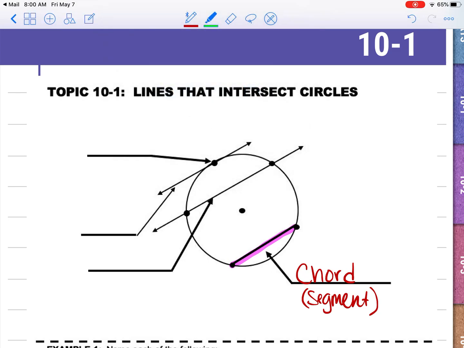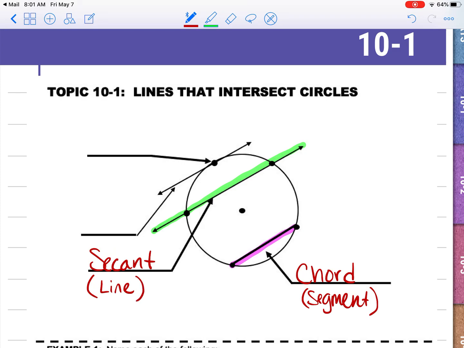The next line that we're going to talk about is this one here in green. Notice that it does touch at 2 points, but the difference is that it keeps going outside the circle and the chord stops. This is called a secant. So the difference between a secant and a chord is a secant is a line, which means it never stops, and a chord is going to stop.